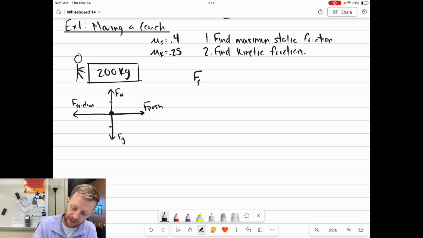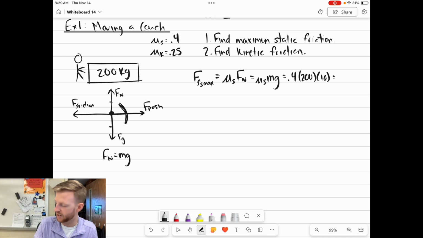Now, to find the force of friction static maximum, that's going to be our mu s times our normal force. Well, we learned down here that these two are equal, so that means the normal force is equal to mg. So I can say mu s mg is equal to 0.4 times 200 times 10, which gets me a whopping 800 newtons. So that means you have to push this couch with 800 newtons of force to get it to start moving.